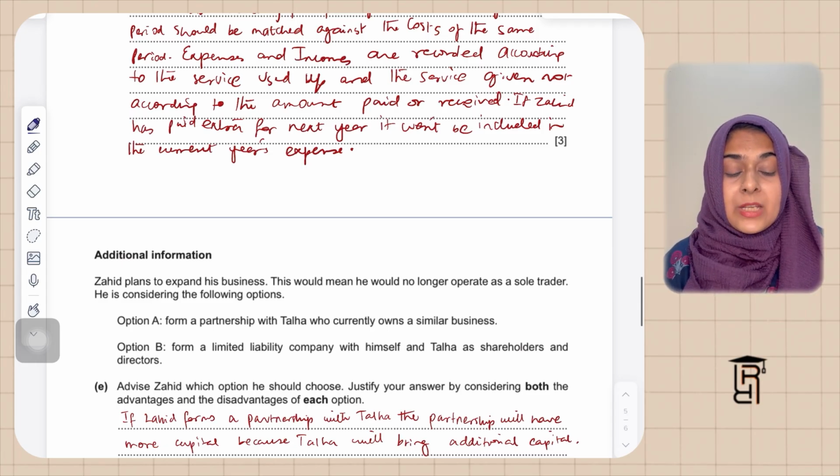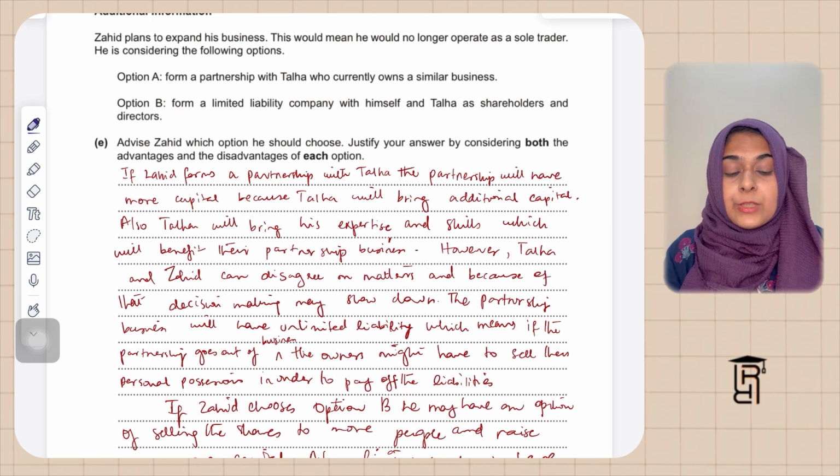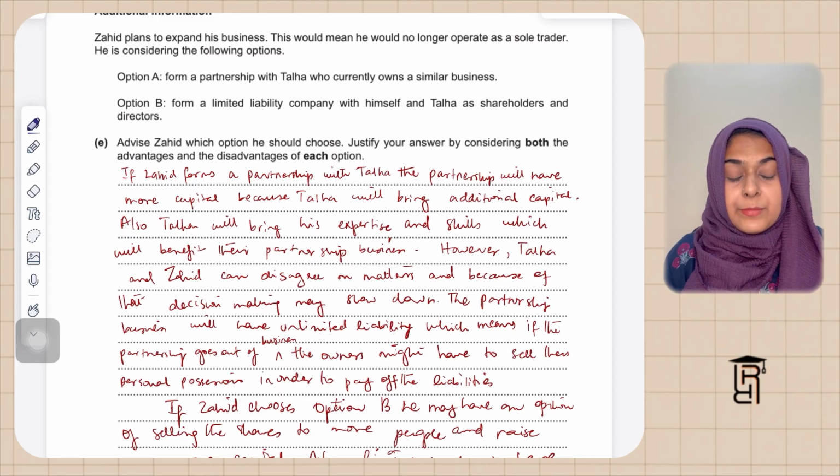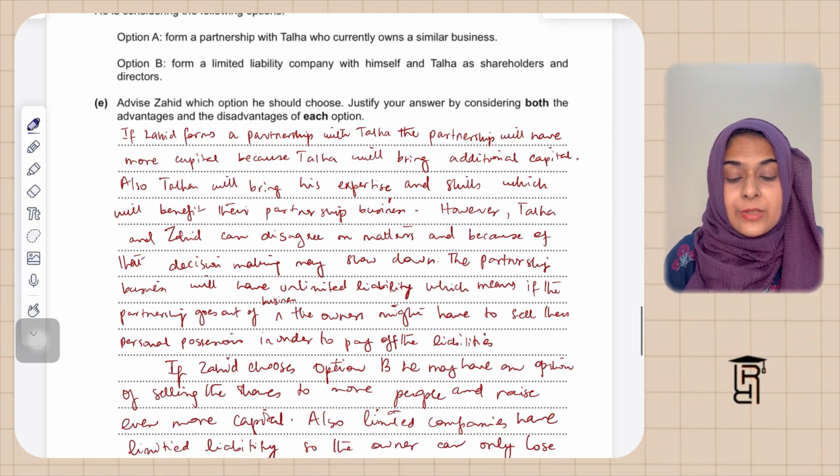This would mean he would no longer operate as a sole trader. He's considering the following options. Option A ये है that he forms a partnership with Talha, who currently owns a similar business. Okay. Option B is that he forms a limited liability company with himself and Talha as shareholders and directors. Okay. Now they're saying advise Zahid which option he should choose. Justify your answer by considering both advantages and disadvantages of each option.